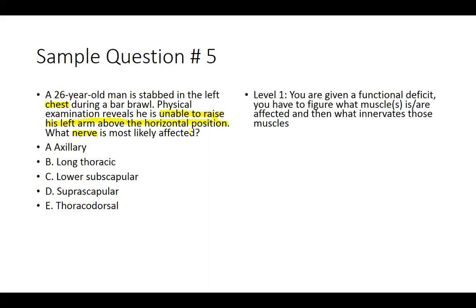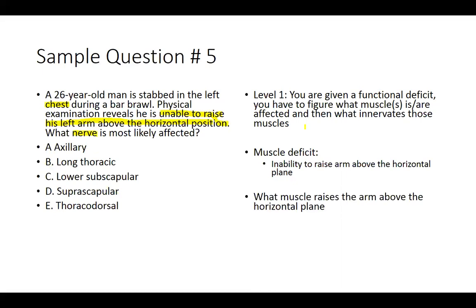All right, so this is a level 1 again. You're given a functional deficit in this case, and you have to figure out what muscle is affected and what nerve innervates those muscles. It's a different type of approach here. So same kind of thing as before. So let's look at the muscle deficit one more time. In this case, the person has an inability to raise the arm above the horizontal plane. So what muscle raises the arm above the horizontal plane? And if you remember from the shoulder lecture, that would be your serratus anterior. Okay? All right, that's the first step. That's your recall. You're given the functional deficit, you figure out the muscle. You recall the muscle based off the deficit.